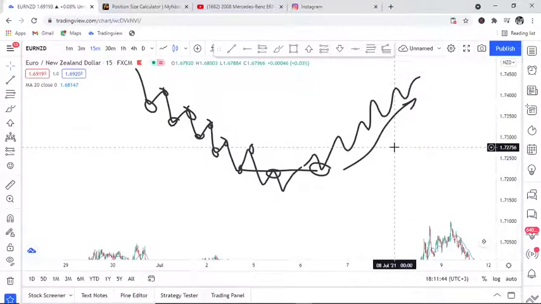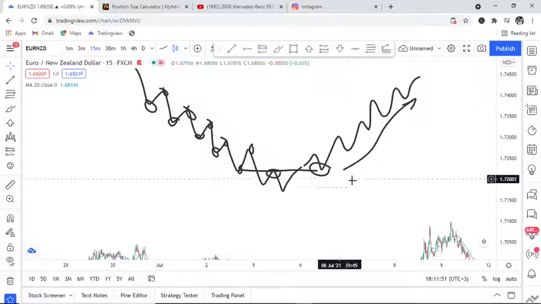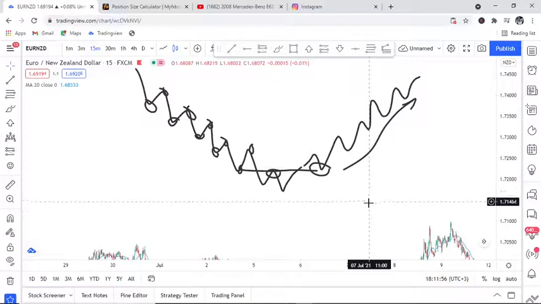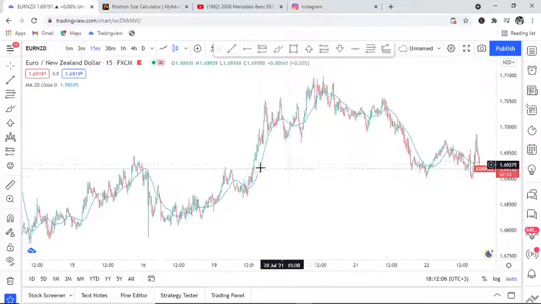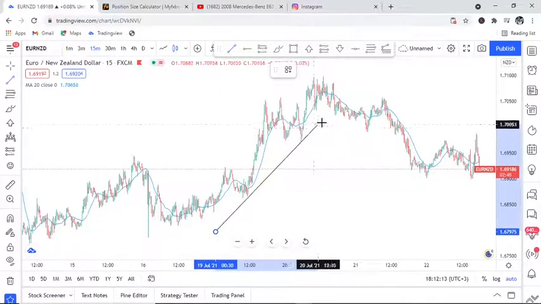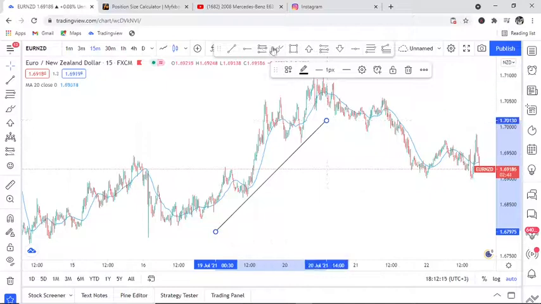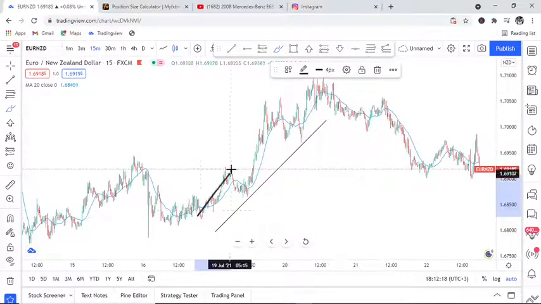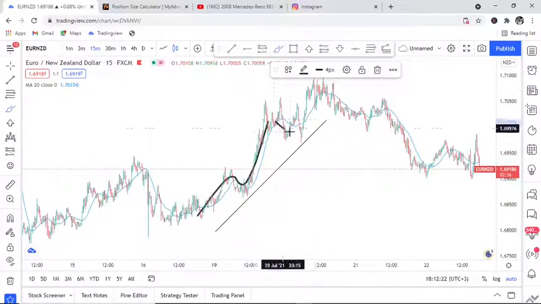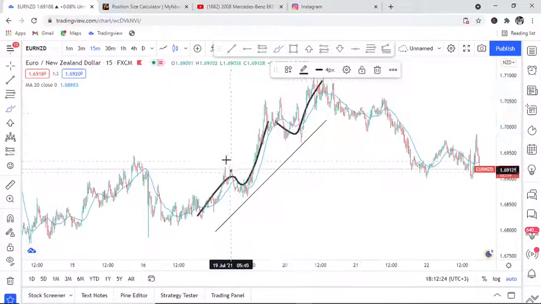So now that you know how to identify when the trend is changing, let's go ahead and jump onto the live charts and apply what I have just taught you. So right here we have this market, right? At this particular point, the market was in an uptrend, right? Why? Because it was making the higher highs and the higher lows.